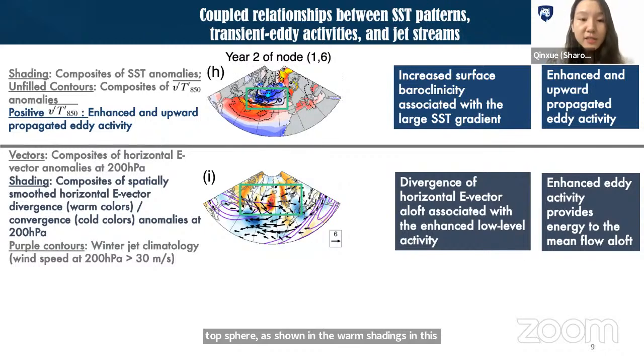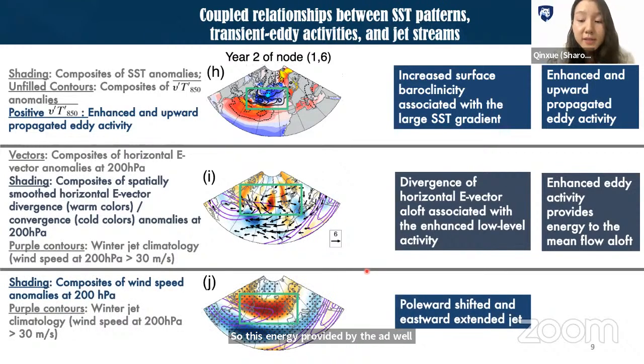So this implies that the enhanced eddy activity is providing energy to the mean flow in the upper troposphere. This energy provided by the eddy will lead to an acceleration of the jet. As you can see in the third figure, where the shading is the composite of the wind speed anomalies at 200 hectopascal, there is a poleward shifted and eastward extended jet as shown in the red shading compared to the climatology as shown in the purple contours here. And the location of the positive anomalies of the jet corresponds well with the E-vector divergence region here.